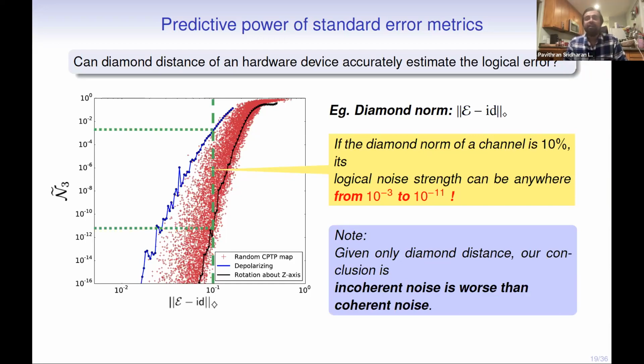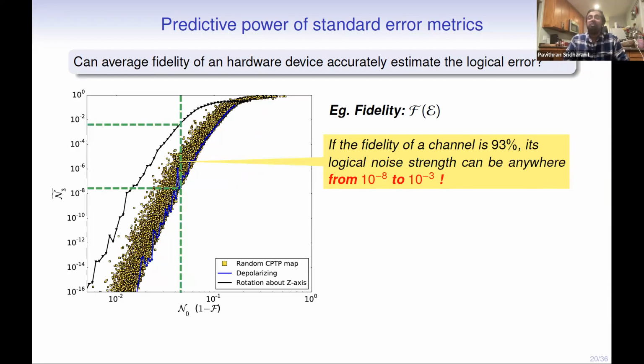Now let's turn to the other metric that is popular, which is fidelity. Here the question is, let's say we come across some device whose fidelity is 93%. Can I use these to build a fault tolerance scheme? In other words, what will the logical error rate be for this concatenated Steane error correction scheme? It turns out again that there is a considerably large spread. It means that fidelity alone can tell us very little about what the logical error rate is. It's about 6 orders of magnitude. And this essentially means that fidelity is not a good metric to estimate the logical error.